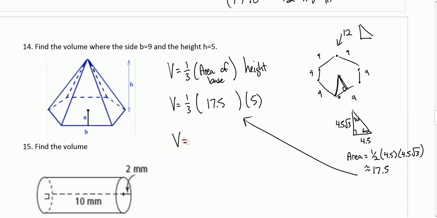And so now plug that into the volume formula. 17.5 times 5 divided by 3. So again, about 29.2 cubic units.